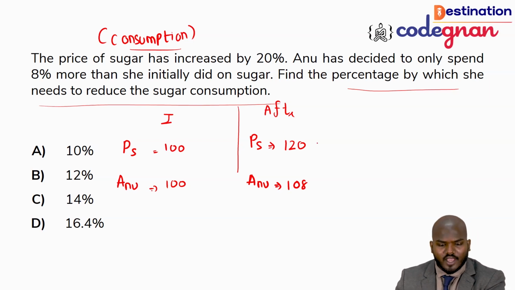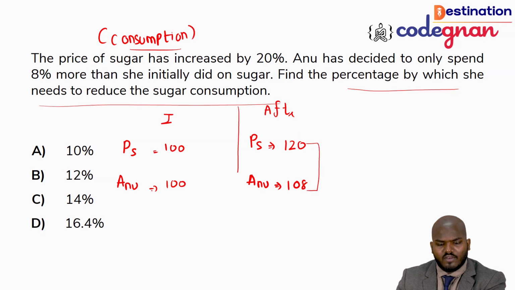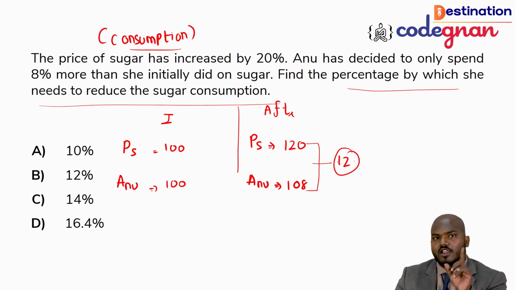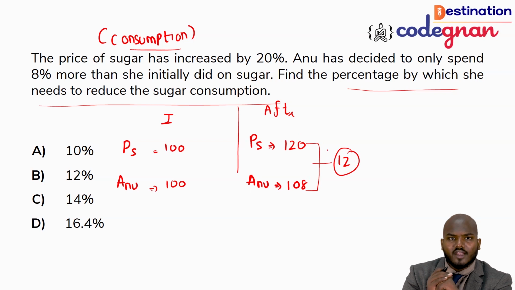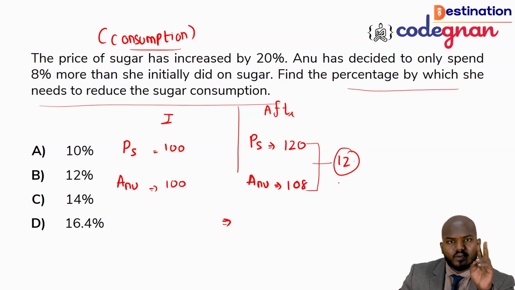So you need to find the difference. You see, we have a difference of 12 rupees. If you calculate the 12 rupees as a percentage of the quantity, then you can get what percentage of the sugar consumption is affected. So 12 rupees is a deficiency. If Anu had the 12 rupees extra, she could buy the whole kg for 120 rupees, but she doesn't have the 120 rupees.